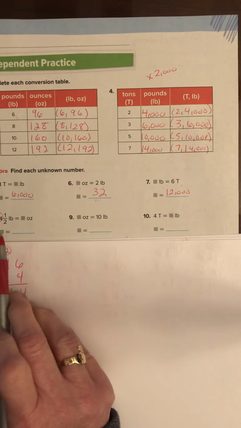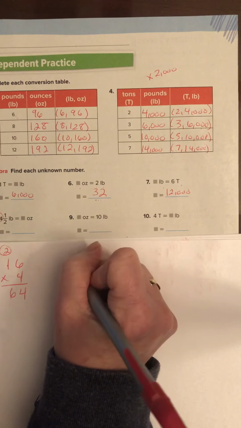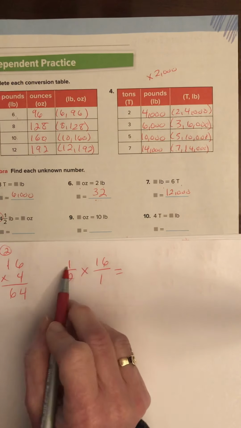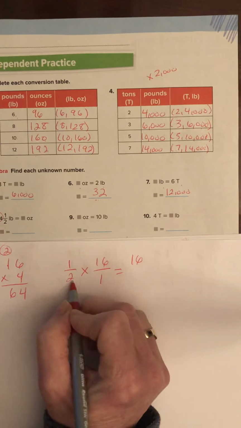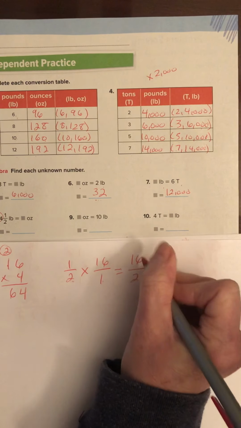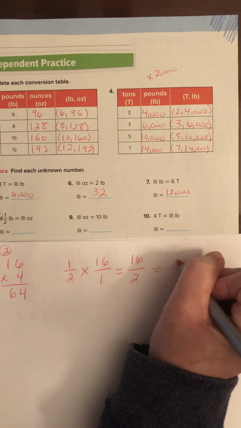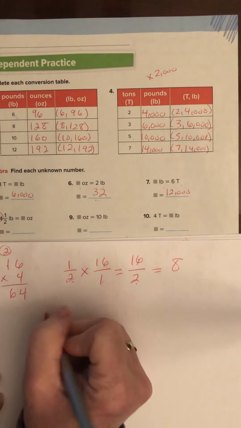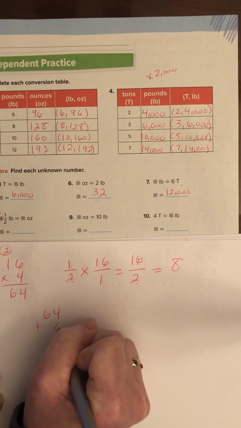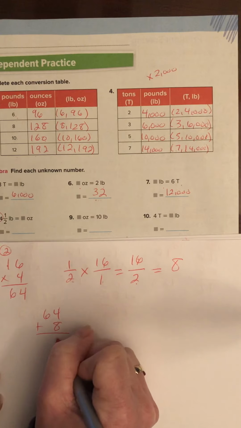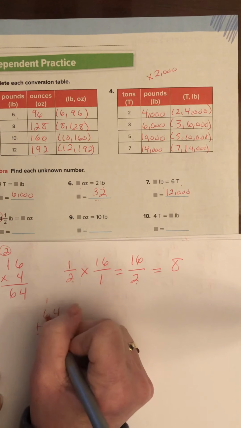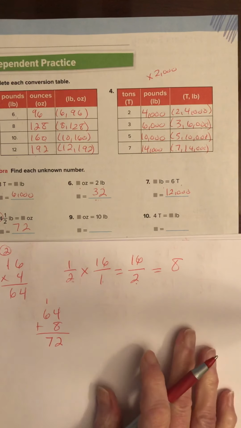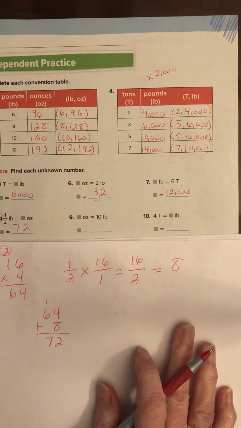Okay, now you have to figure out the 1/2. So you're going to multiply 1/2 times 16 over 1. Okay, 1 times 16 is 16. 2 times 1 is 2. So 16 divided by 2 is going to be 8. So you add these two numbers together. 64 plus 8. 8 plus 4 is 12. Put down the 2, carry the 1. 6 plus 1 is 7. So the correct answer for number 8 is 72. Did you get that? Hopefully you did.